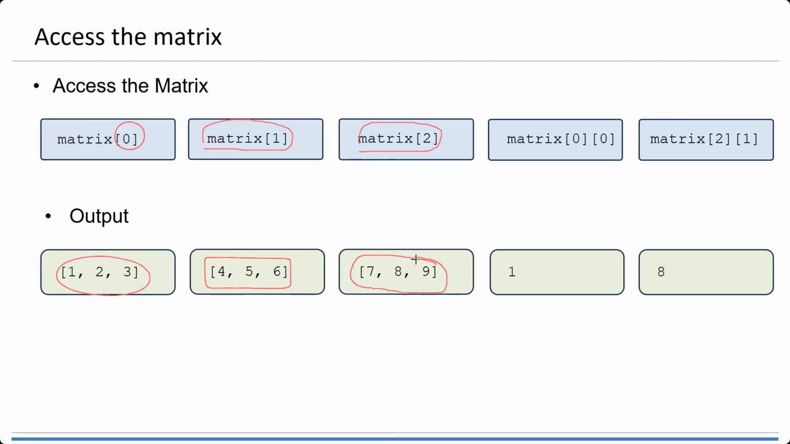9. And if you want to look at an element of the matrix, for example 1, you can access the matrix 0, 0. Then you will get a particular value of the matrix. And if you want to access the position 2, 1, this is the row index 2 and the column index 1. Then you can get the value 8.